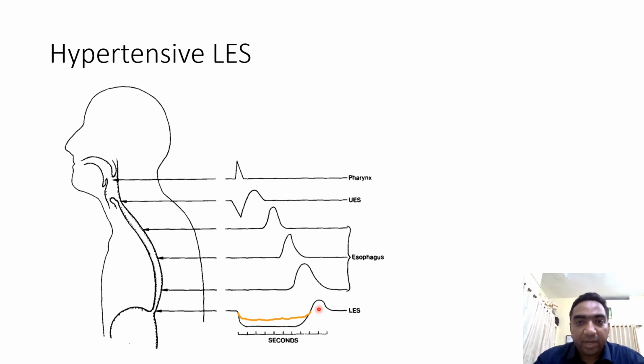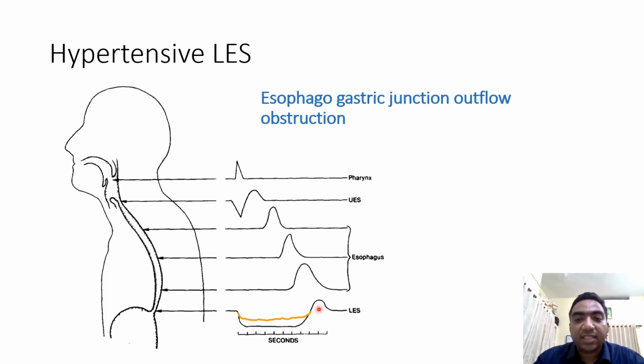Now they have renamed it as esophagogastric junction outflow obstruction. There is normal peristalsis, there is esophagogastric outflow obstruction. And it is also considered as achalasia in evolution. Some of these patients will later progress on to the classical Achalasia Cardia.